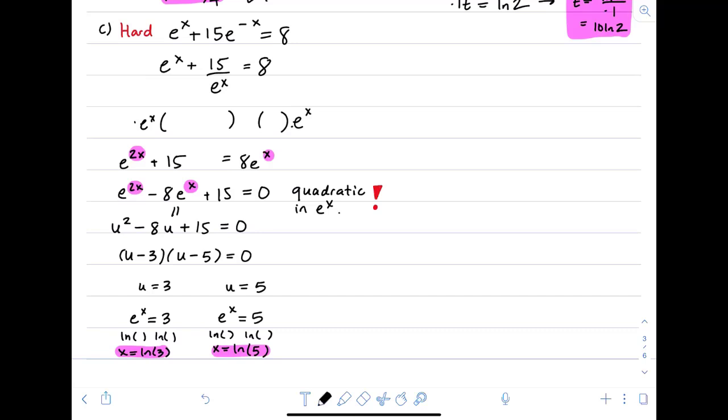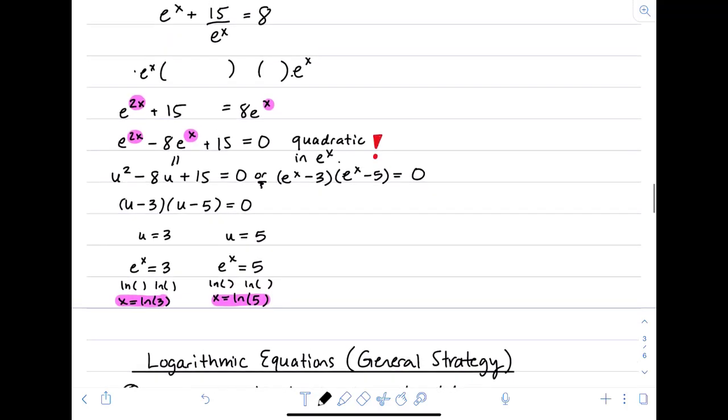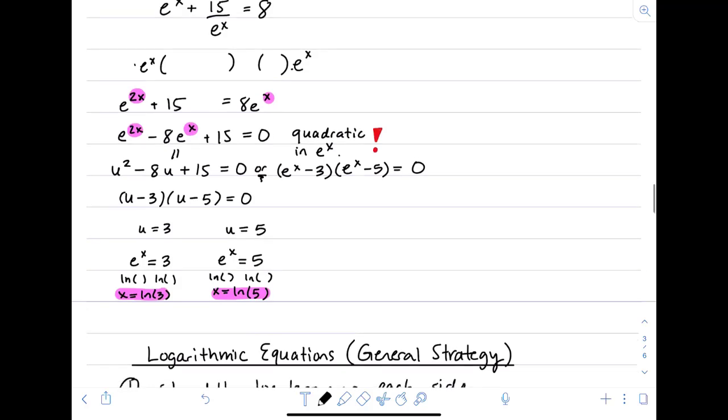Some people at this step don't do the u sub, they'll just literally factor it. So they'll jump to the step where they say, oh, that's the same as e to the x minus 3, e to the x minus 5, and then they'll do that instead. That's okay. If you're really, really slick with your factoring, you're probably at the point where you can see that that is, as a matter of fact, how you would factor that with e to the x. But otherwise, the u sub tends to be a little easier for people. And then we got easier equations to solve. For e to the x, we took the log of both sides and we got our two solutions.